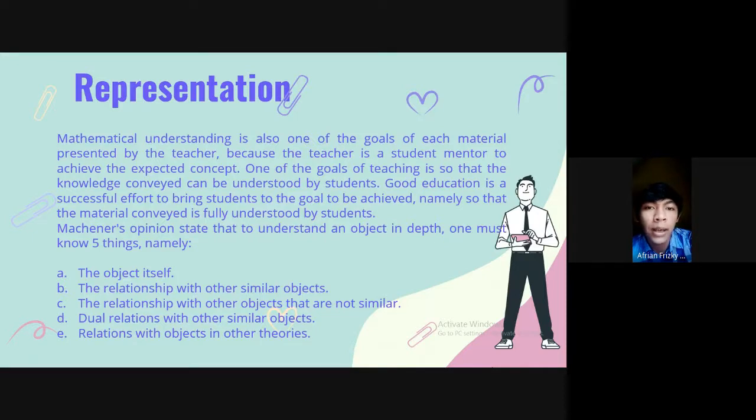And then McKenna's opinion states that to understand an object in depth, one must know 5 things. The first is the object itself, and then the relationship with other similar objects, and the relationship with other objects that are not similar, and the dual relation with other similar objects, and the last is the relation with objects in other theories.